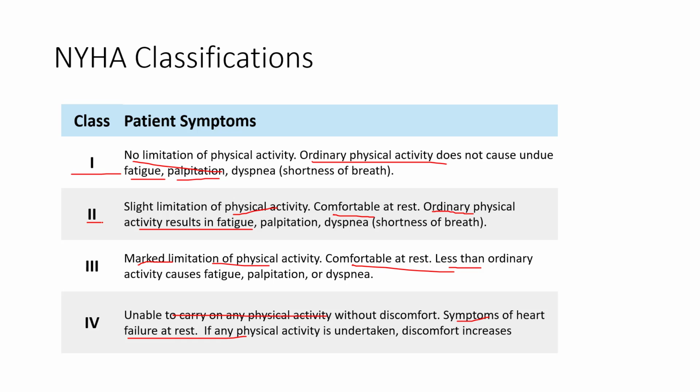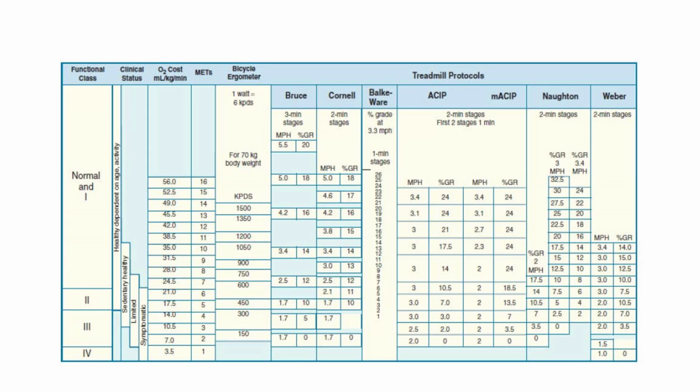They have symptoms. And there's a great way to conceptualize this. Go to this figure here. We look at functional class by MET. So class 1 would be anyone with 7 METs or above. Class 2 would be anyone with 5 to 6 METs. Class 3 would be anyone with 2 to 4 METs. And then class 4 would be just 1 MET capacity.